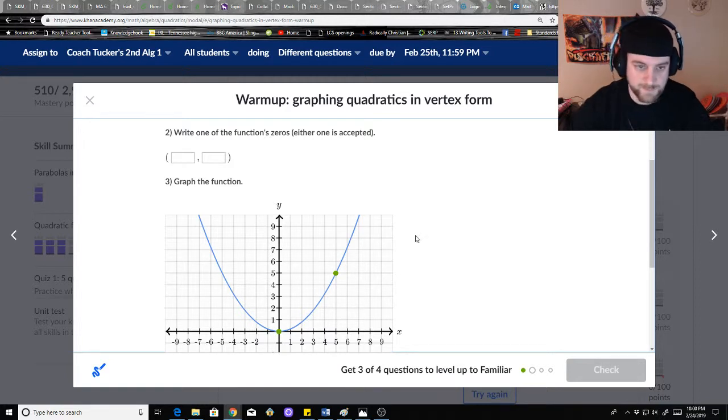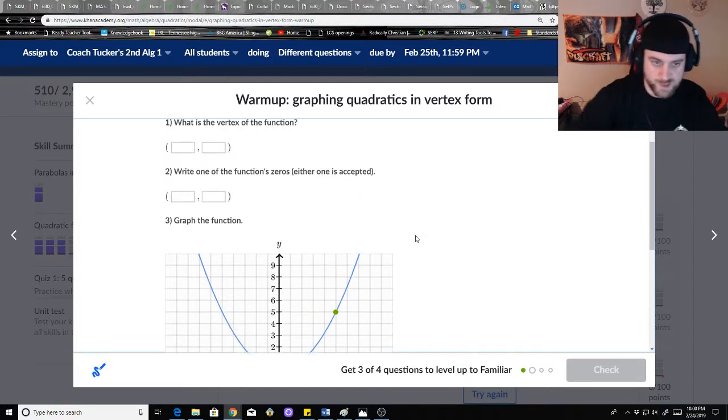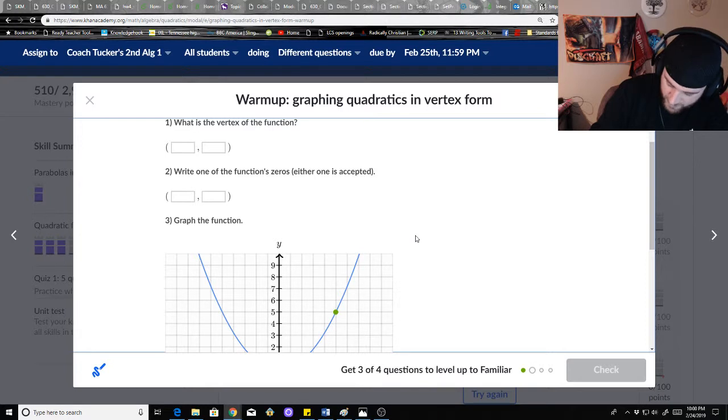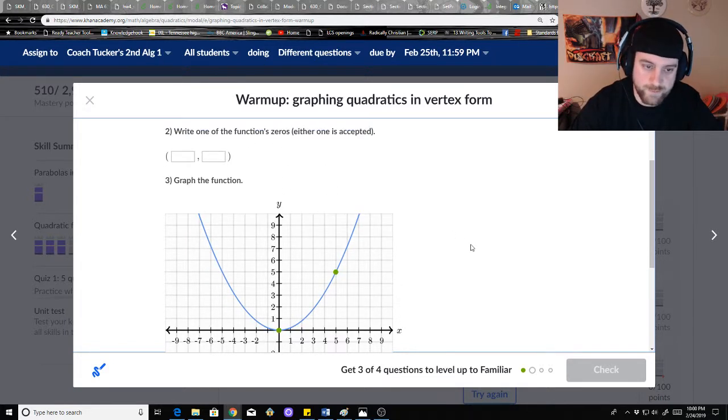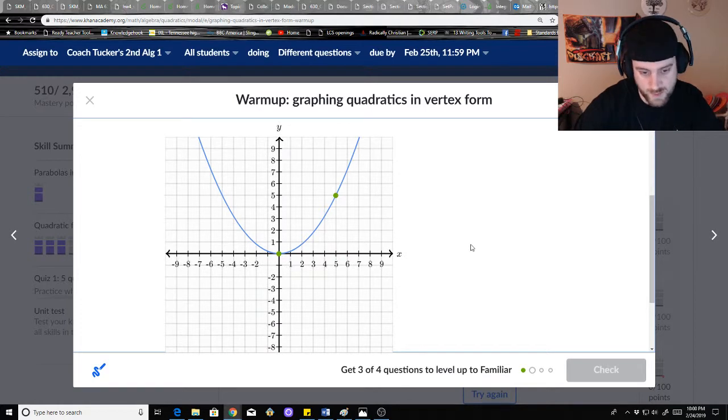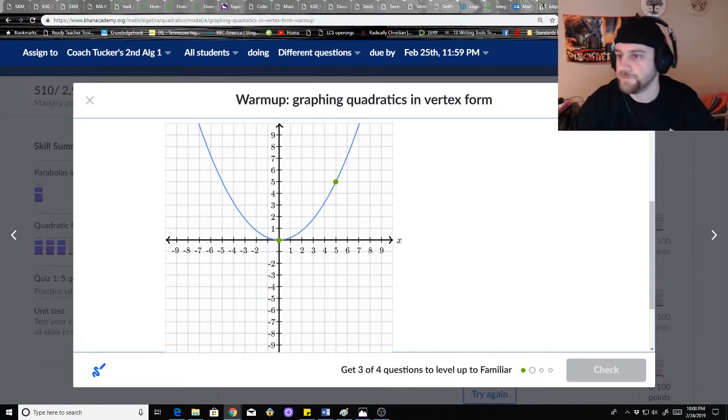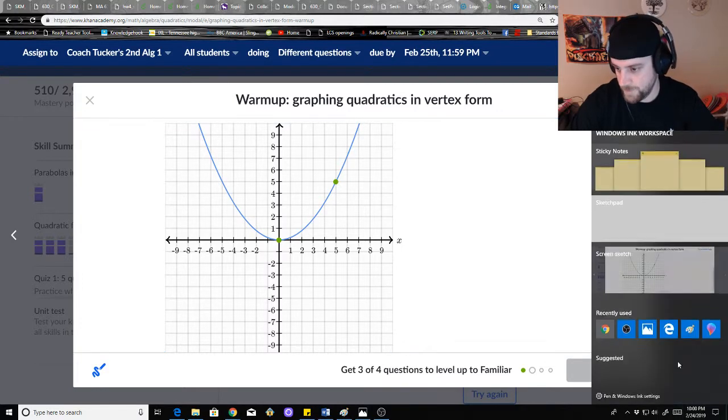We need to go down. Okay, so what are the questions again? Vertex, zeros, and then graph. Remember those questions because I'm actually going to go down here to the graph, because we're going to need the whole graph on this one. So let's stop here, and let's pull out our sketch pad.